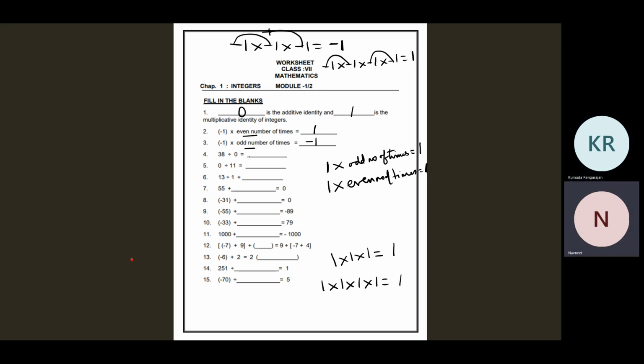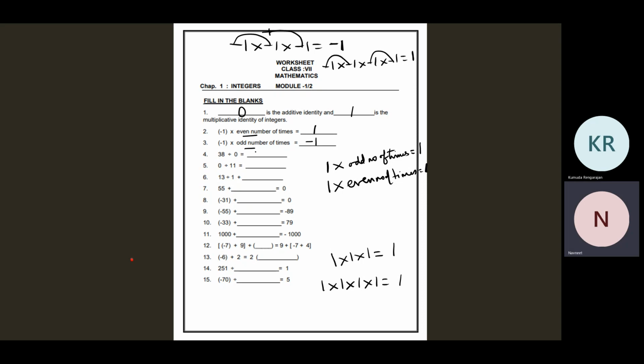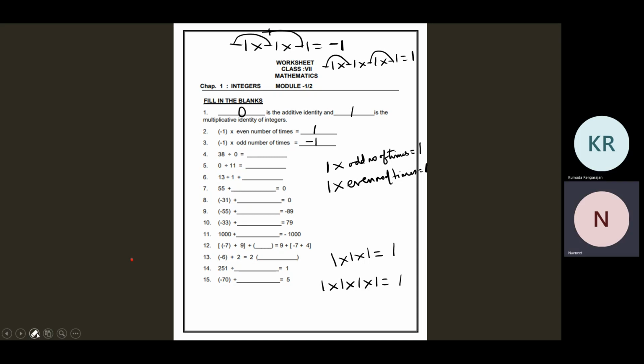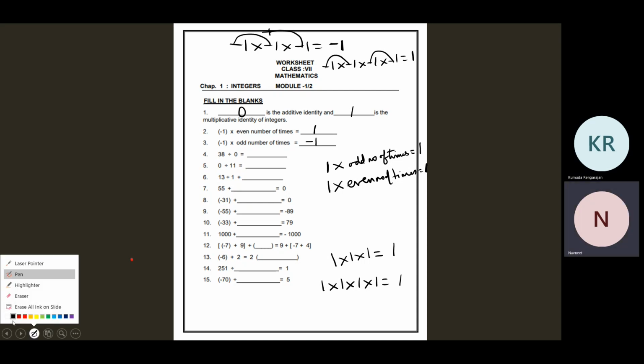All right. Next, 38 divided by 0. Is it plus or divided? Divided. That's why I'm reading it for you. Divided. 0. Okay, 0. Correct. Should I say think again? No, ma'am. I'm very sure.